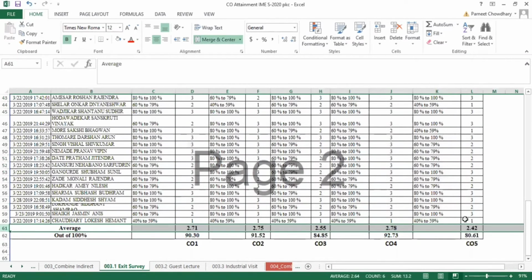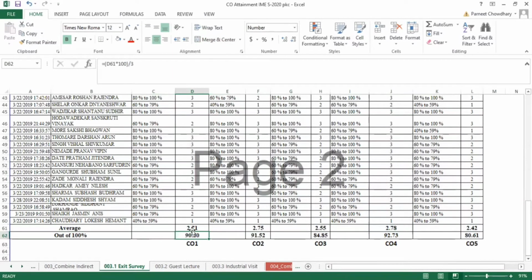This row 61 is the average value. So I have got these average values, and then I have calculated the percentage of this average value. So 3 is the maximum we know in terms of attainment. There are levels 1, 2 and 3. So I have got 2.71. So here I have put formula divided by 3 multiplied by 100.